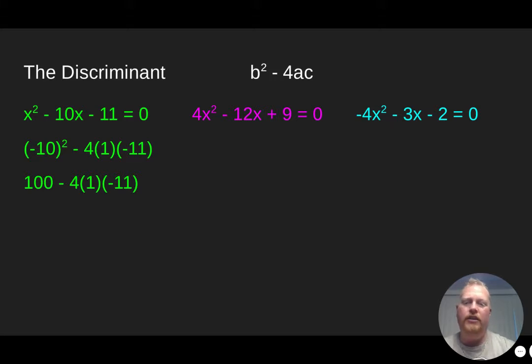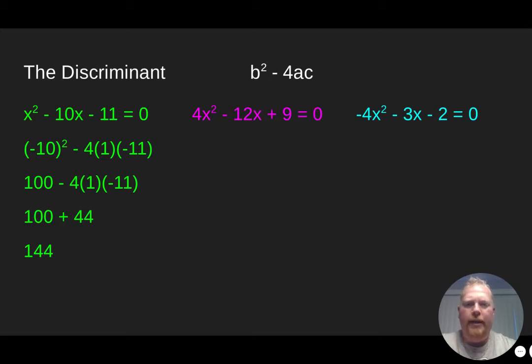I've still got the minus 4ac going on, so let's do that. I consider that a negative 4, so I'm going to do negative 4 times 1 times negative 11, and I get a positive 44. So I get 100 plus 44, and when you add those up you get 144. I just found the discriminant there, positive 144. In a second, we're going to talk about why that's important, but right now, let's just focus on how we find the value of the discriminant.